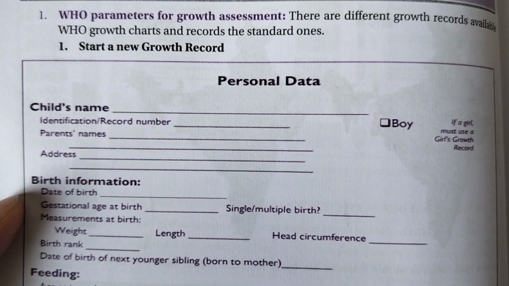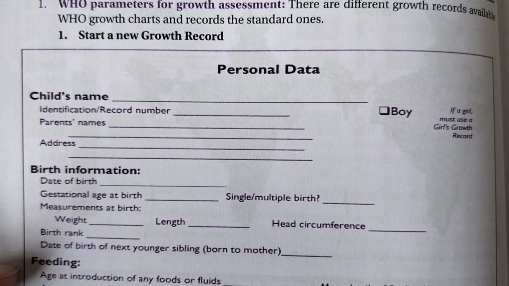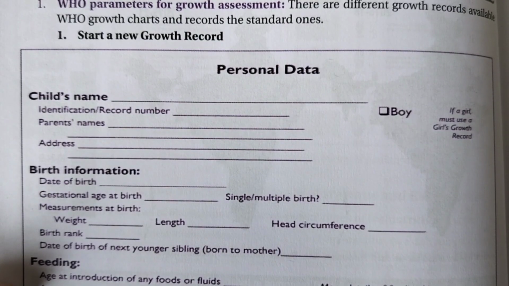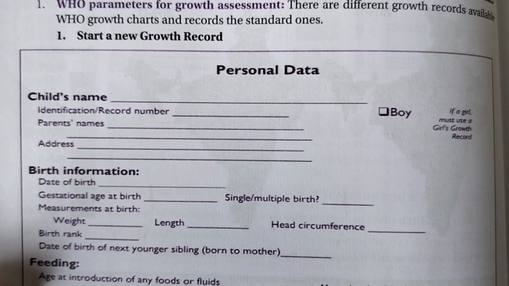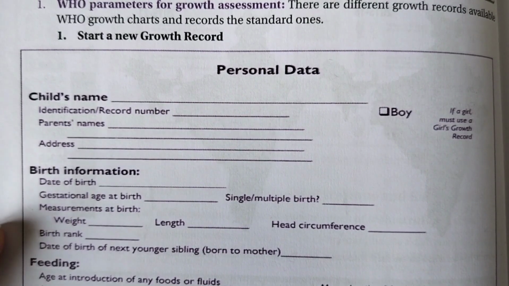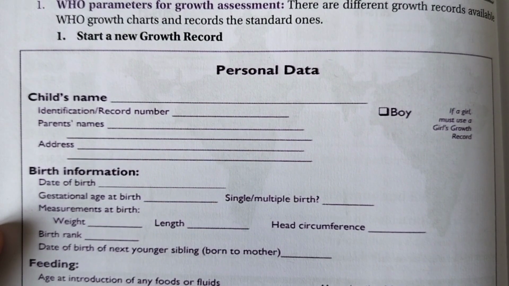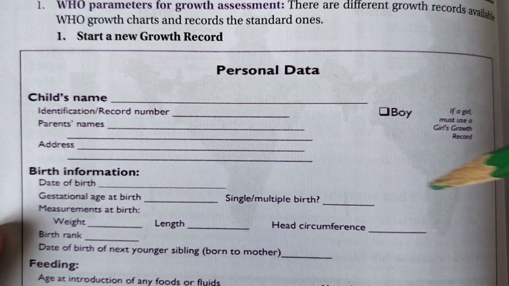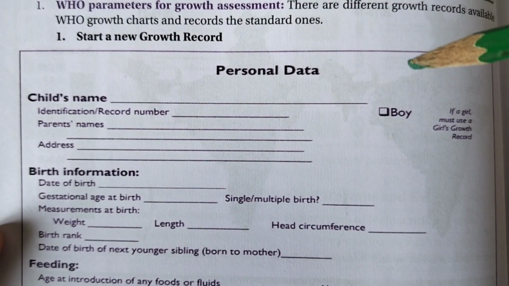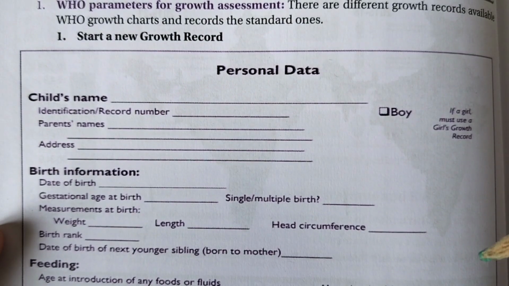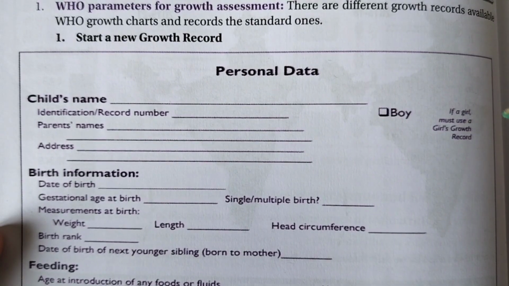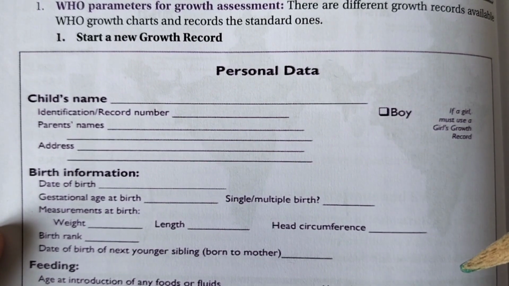Next is the feeding. They have given two things: age at introduction of any food or fluid, and the age at termination of breastfeeding. These two things are given in the feeding column. And next are the adverse events, such as the death of a parent or death of siblings, or at the time of delivery, suppose a mother delivers two babies but one has circumstances related to death, or died during delivery, or was delivered dead. So these are the circumstances. According to WHO, they have given this type of record in the personal data.